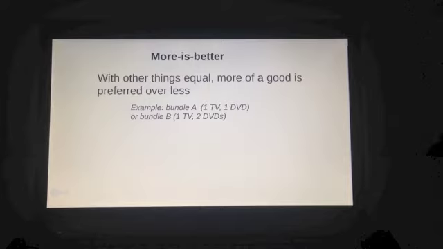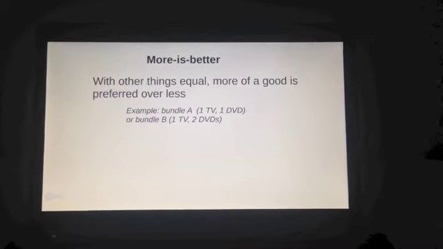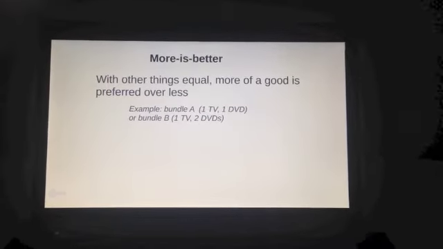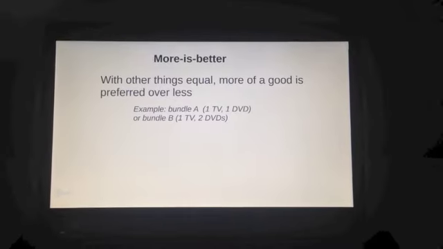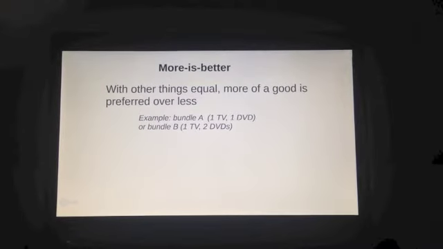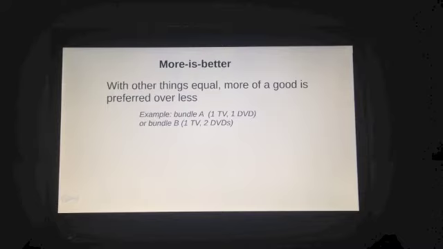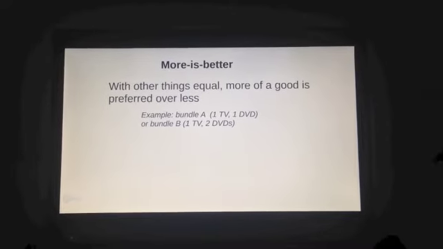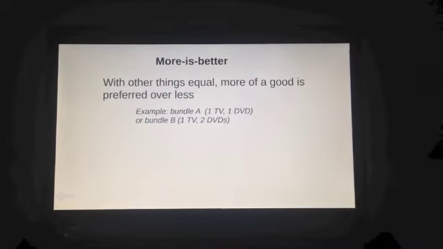An example would be if you have 2 bundles, bundle A and bundle B. Bundle A consists of 1 TV and 1 DVD, and bundle B consists of 1 TV but 2 DVDs. You would prefer bundle B over bundle A because more DVDs is better.